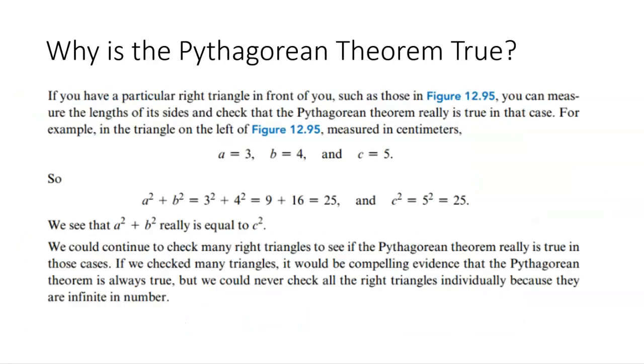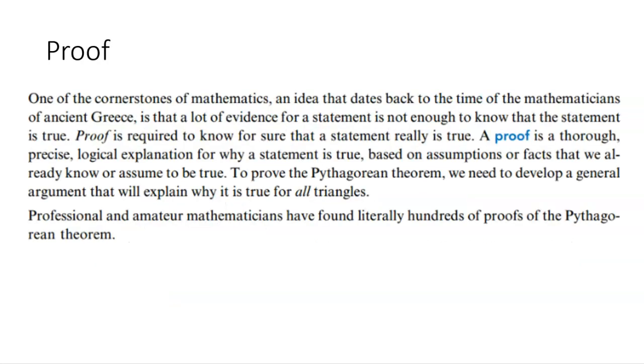So why is it true? You can plug it in to see if it works for right triangles. And we could continue to check as many as we wanted, but that could get really tedious, and really there's an infinite number of possibilities, so that's why we need a proof. And basically a proof is required to know for sure if a statement is true.